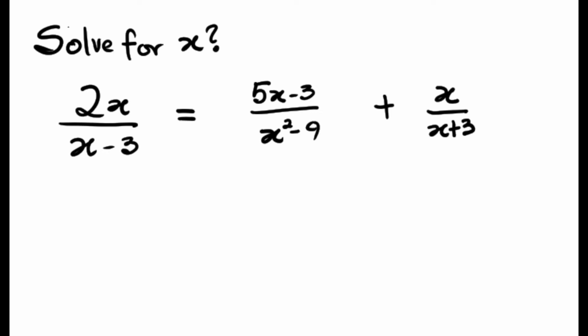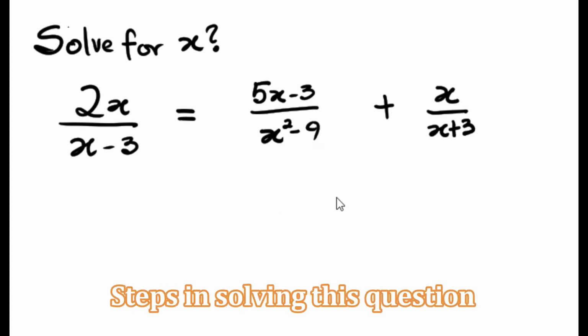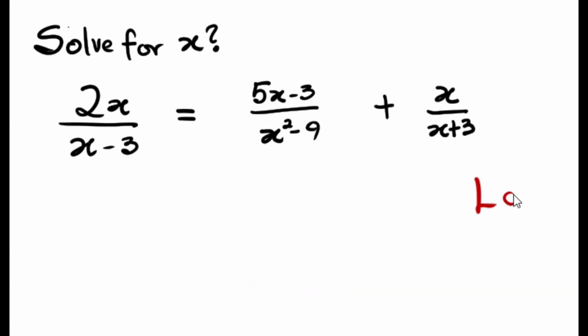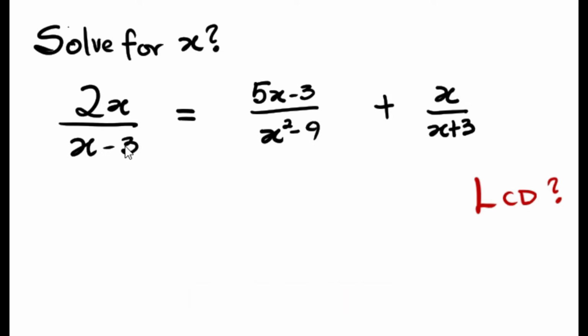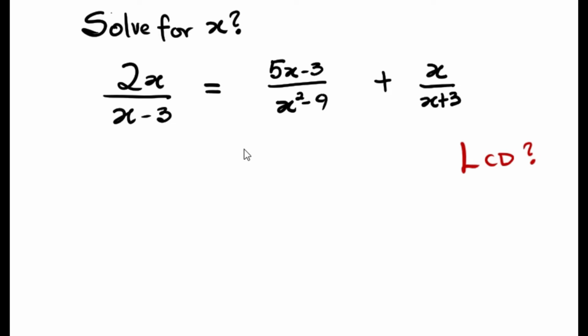So to solve this question, we need to find the LCD. Now the LCD is your lowest common denominator. What is common in each and every one of these denominators? We try as much as possible to simplify our denominator as best as we can.